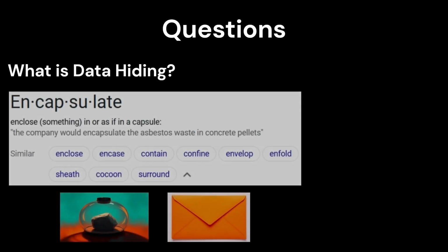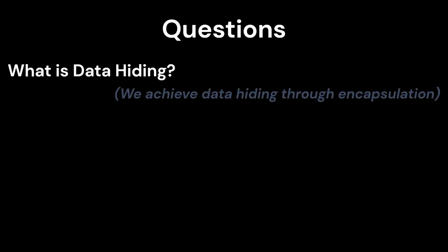Question: if that's the core idea of encapsulation, then what is data hiding? If you rethink the meaning of encapsulation, which is to enclose, to encase, to envelop, you will notice that it also implies hiding. By enclosing, encasing, or enveloping something, you hide it. We achieve data hiding through encapsulation.